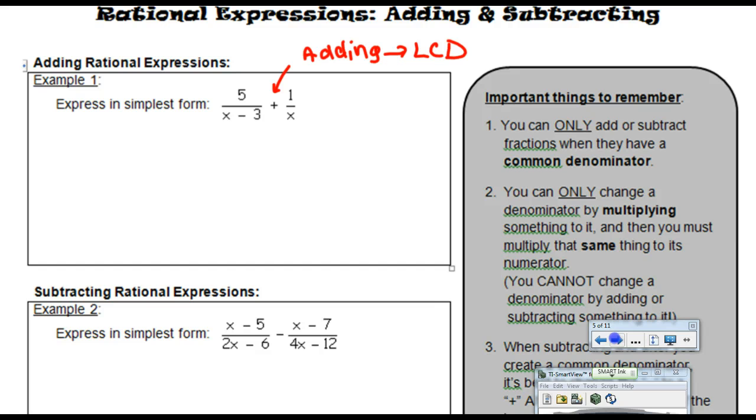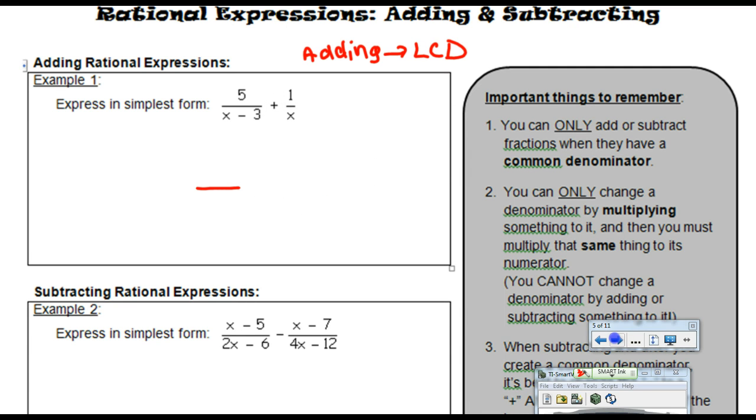The key, I want to just point out a key mistake a lot of students do. A lot of students think the LCD is x minus 3. Do not write this. X minus 3 is not the LCD because you have to change denominators by multiplying. So how do you multiply an x to get to an x minus 3? A lot of students will just say, I'll just subtract a 3. But again, going back to what we just did, you can't just subtract things off. You need to change denominators by multiplication. So this would be entirely incorrect.